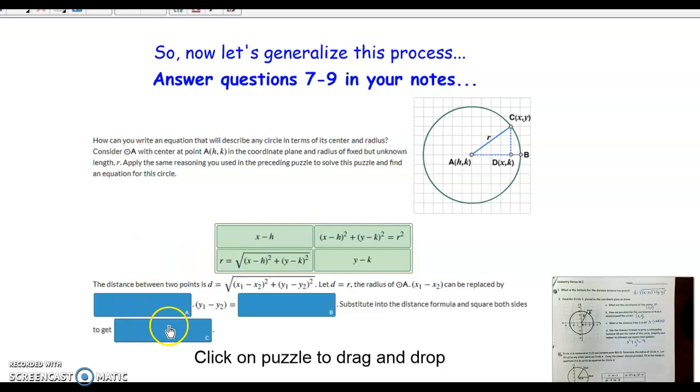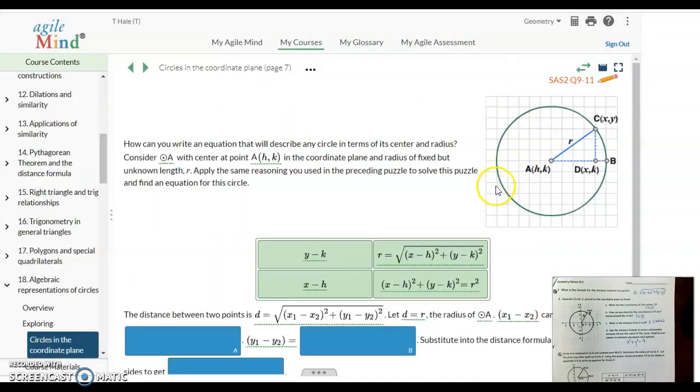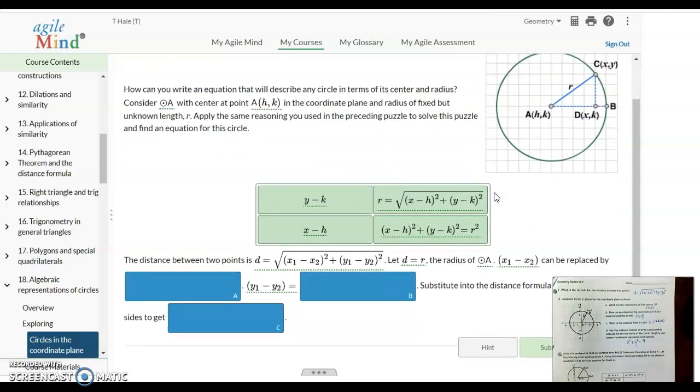So now let's look at generalizing this process. Instead of having a specific point and a specific radius, what does this look like in general terms? So let's look at the next animation. It says the distance between 2 points, we already know the formula for that is shown here. We're going to let d equal r, which is the radius of our circle. And so the x sub 1 minus x sub 2 can be replaced.